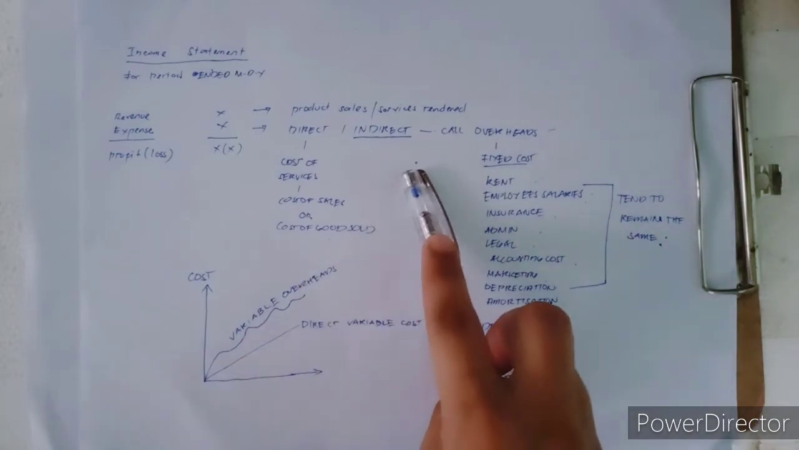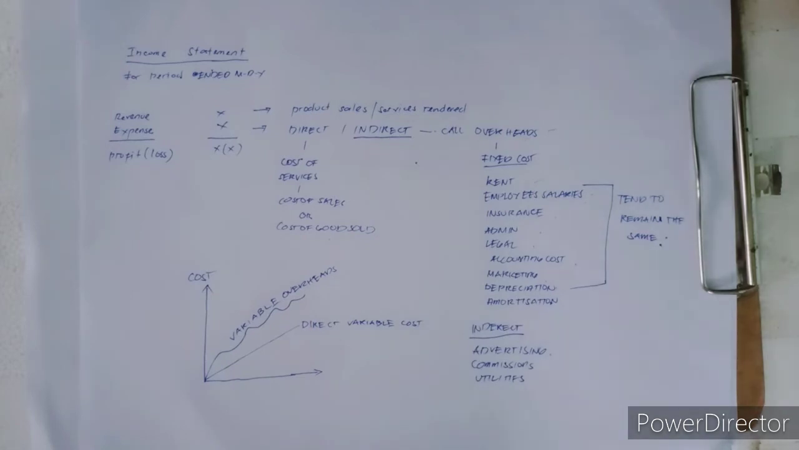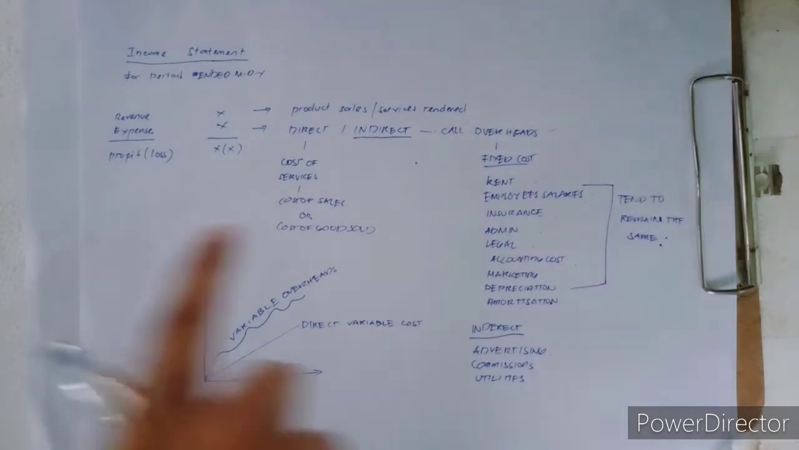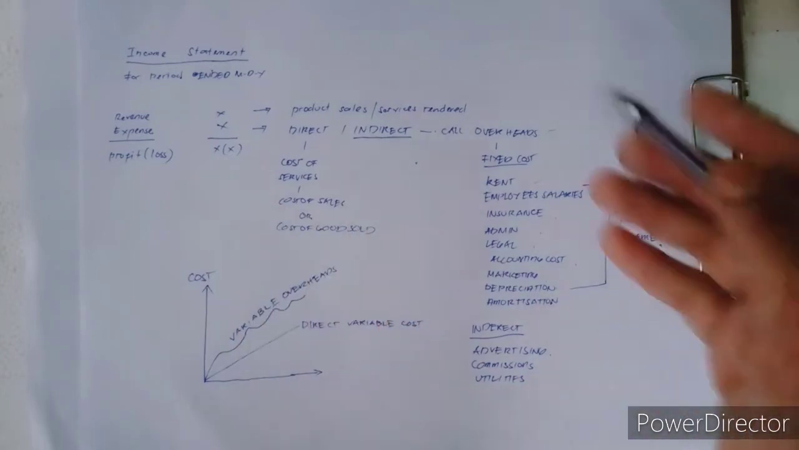Indirect costs, these are the costs of running a business which can't directly be traced back to the production. So meaning it is the opposite of direct costs. It is the production of goods or the provision of services. Indirect costs, we sometimes call these overheads.